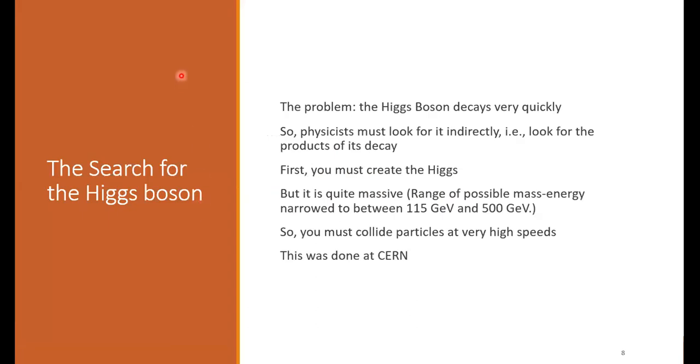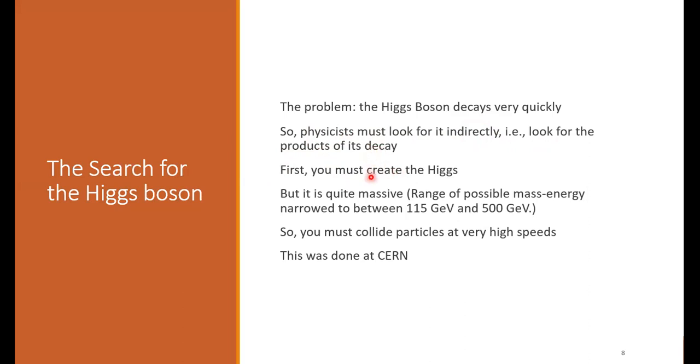Right? Then we started the search for the Higgs boson, and it took quite a long time. It started in 1964, and for 50 years the search was ongoing. So the problem with looking for the Higgs was that it decays very quickly. So you can't look for it directly. It doesn't exist for long enough. So the physicists must look for it indirectly, which is that they look for the products of its decay, because it decays quickly. So first, in order to look for the Higgs, you must create the Higgs if such a thing is possible, right? And the way you do that is you collide particles together in an accelerator.